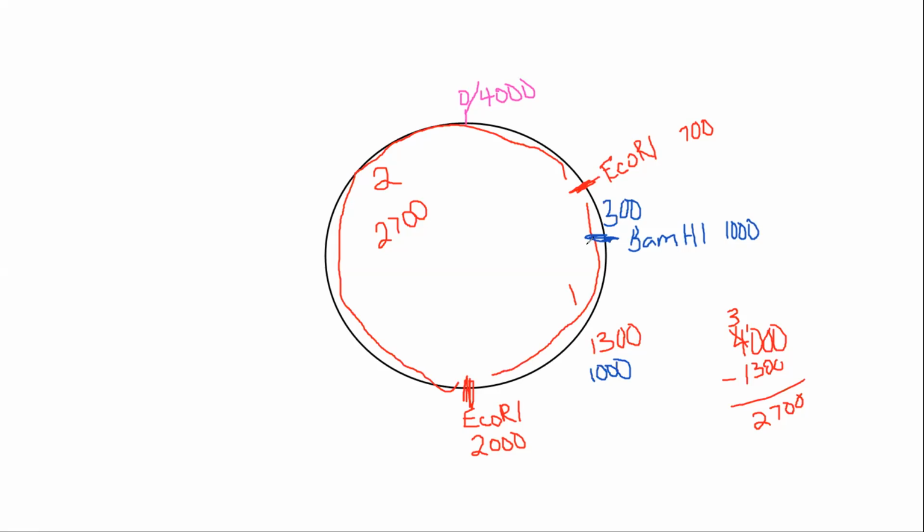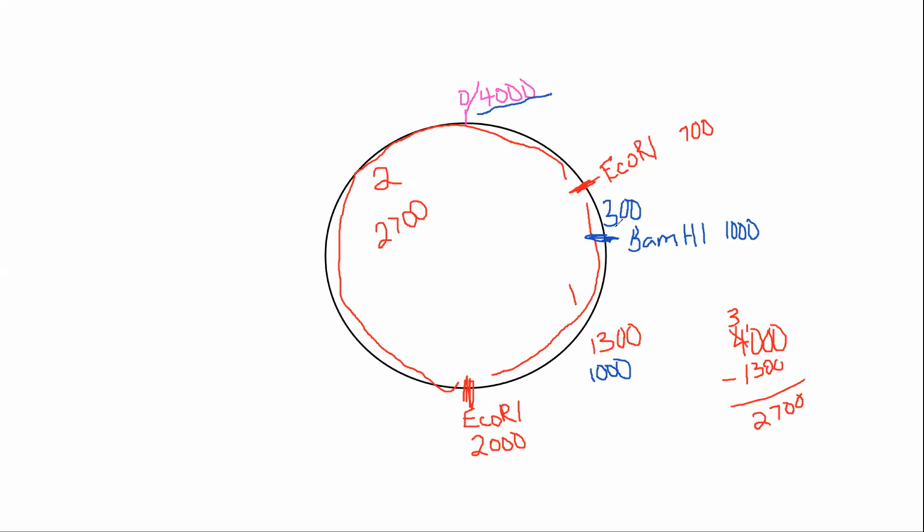Is there a possibility that it will just ask about cutting with just BamHI? Yeah, so if it said you cut it with just BamHI, what size band would we get then? It's like if you took a rubber band and you made one snip in it. Now you have a line. How long is the line? It'd be 4,000. Total size up here is 4,000.